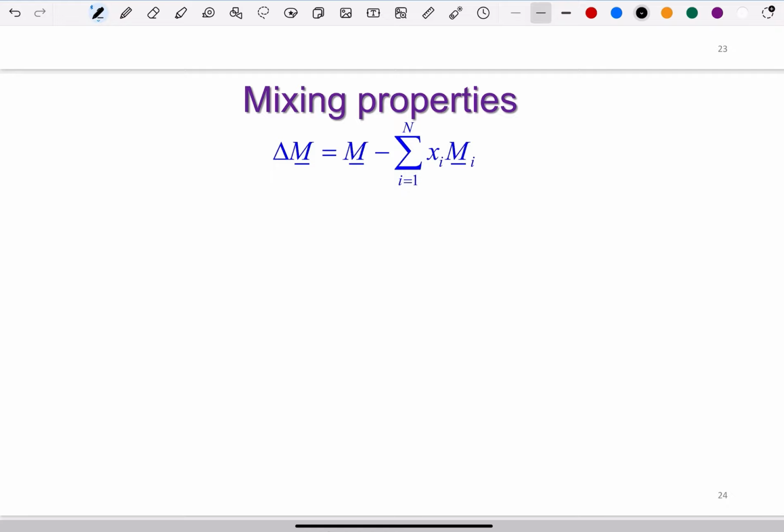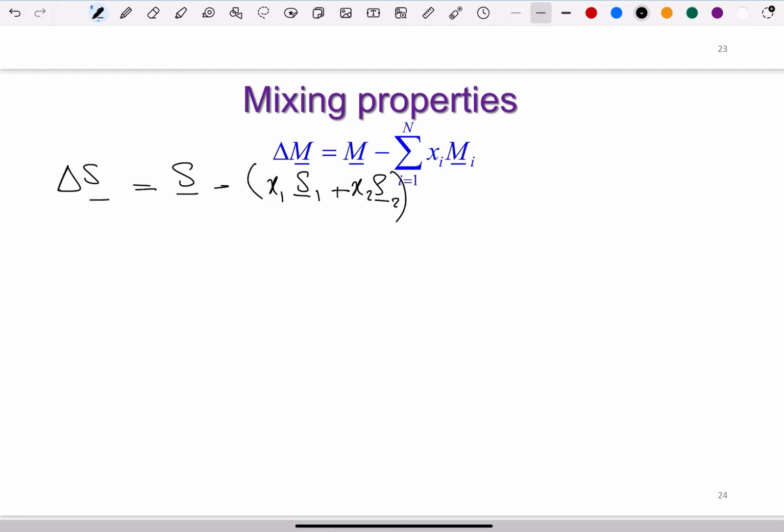Real mixture and pure component. The difference between the real mixture and the pure component is going to be the mixing property. And that's the definition. So if I want to define delta S, it's going to be a real mixture minus x1 S1 plus x2 S2. This is for a binary mixture, and if I have more, I will just keep adding things, right?